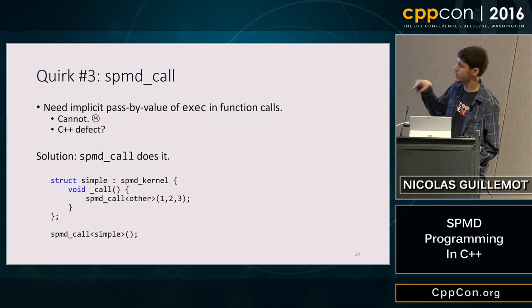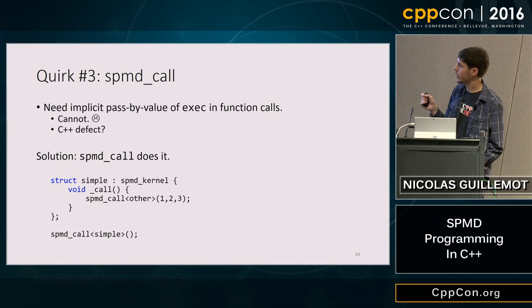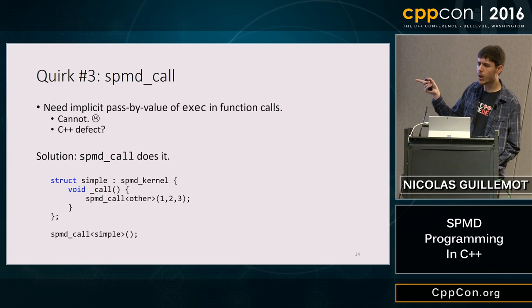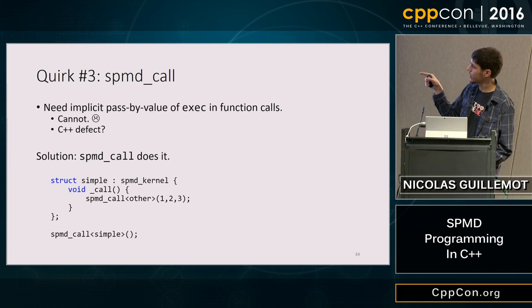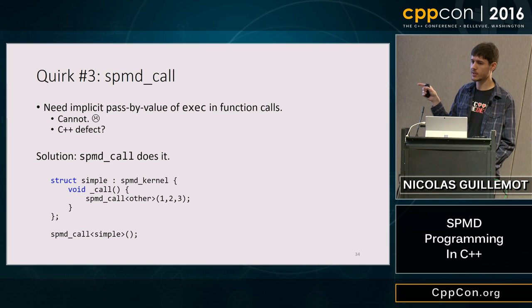If you call SPMD call from inside an SPMD kernel, the body for SPMD call is actually extremely small. All it does is copy the mask and then call the function. That also explains why it's called underscore call. The reason I made it so you have to call it underscore call is to give you a hint that you're not supposed to touch this. If you have to explicitly say dot underscore call, you know you're doing something wrong.